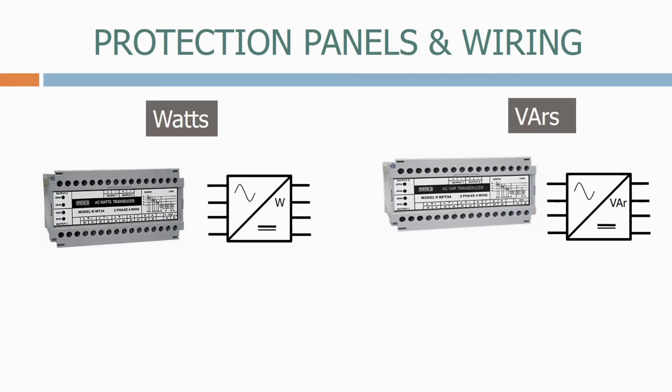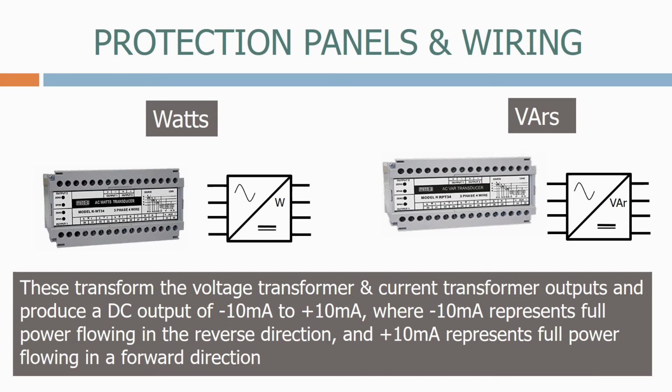Finally, we have Watts transducer and Vars transducer. These transform the voltage transformer and current transformer outputs and produce a DC output of minus 10 mA to plus 10 mA, where minus 10 mA represents full power flowing in the reverse direction and plus 10 mA represents full power flowing in a forward direction.